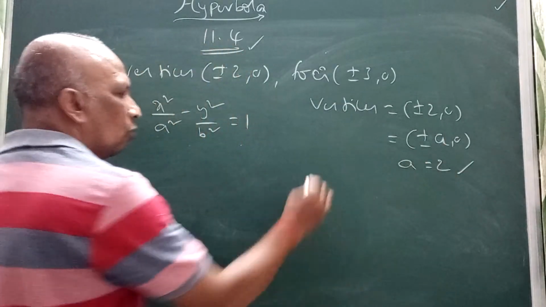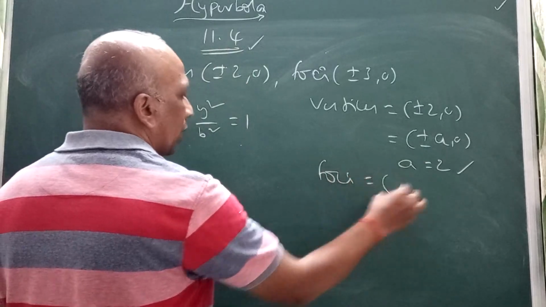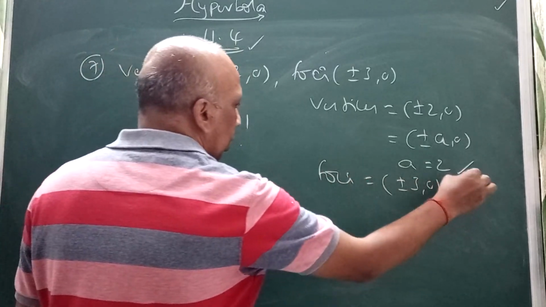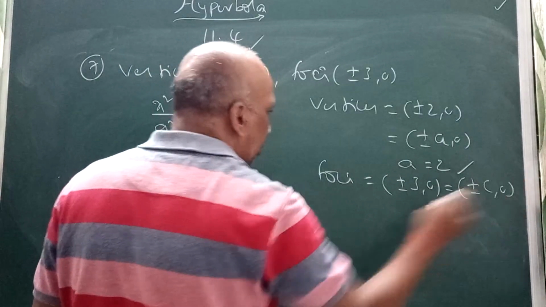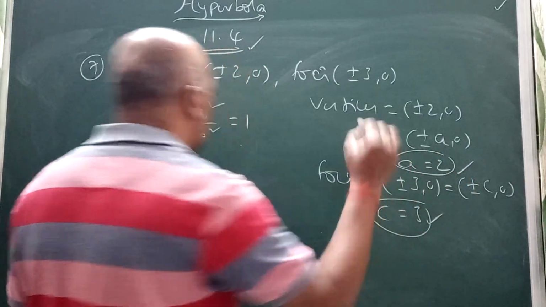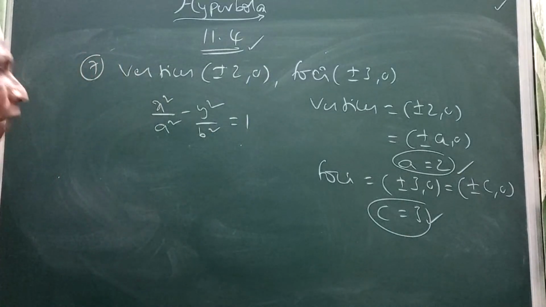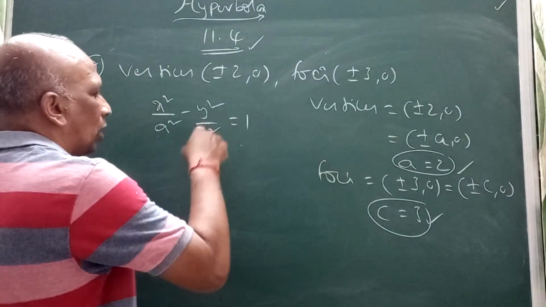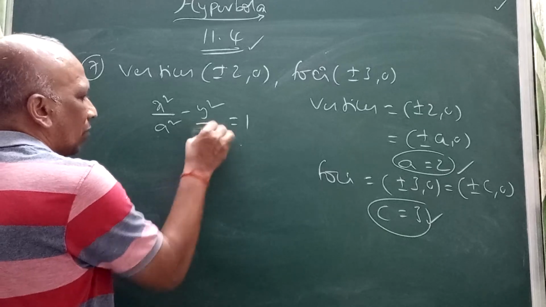Foci is plus or minus 3 comma 0, compare with plus or minus c comma 0. c is equal to 3, right? a is equal to 2, c is equal to 3. Correct? I know a, but I want b also, right? This is the equation of the required hyperbola.